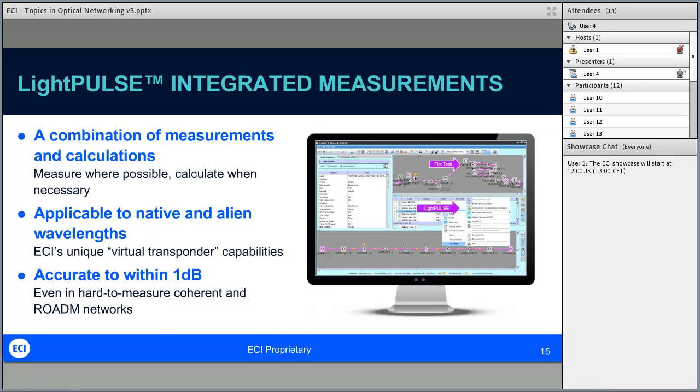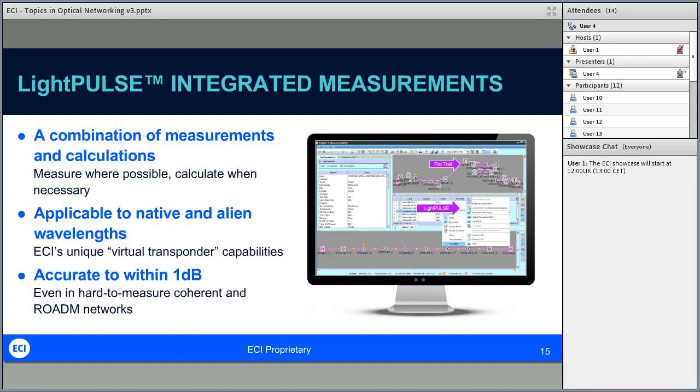So the way LightPULSE works, just to reiterate a point that I made before, is that it combines measurements with calculations. It makes direct measurements along the entire light path, and then it adds sophisticated algorithms to provide more complex information in terms of other types of measurements. Of course, this applies to all the traffic that's being carried natively by Apollo, but it can also support alien wavelengths.